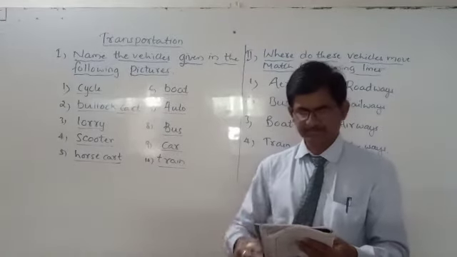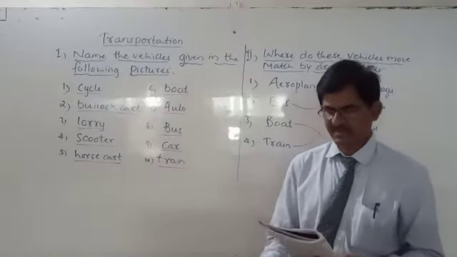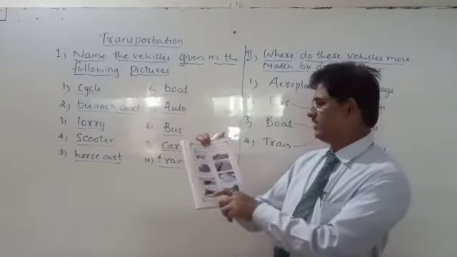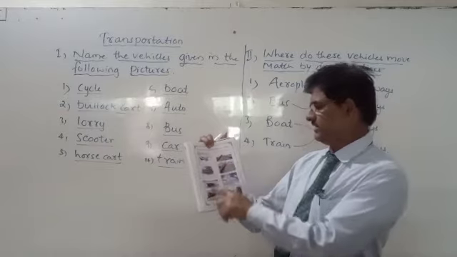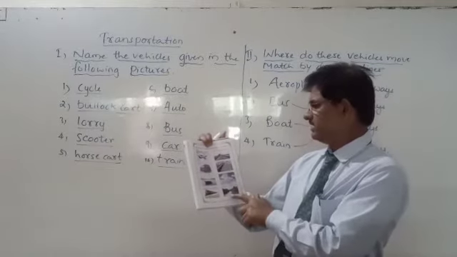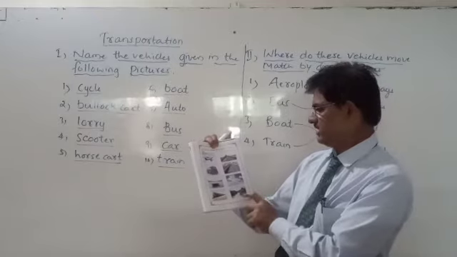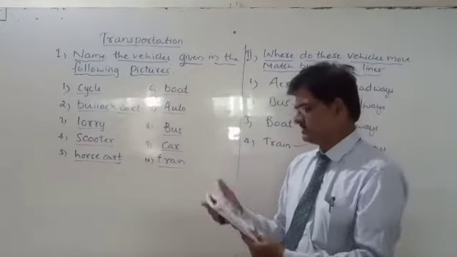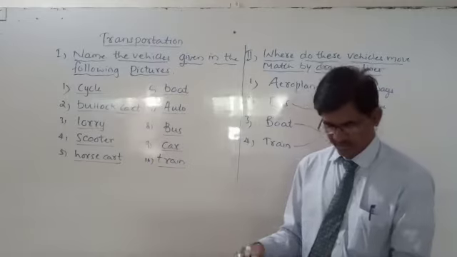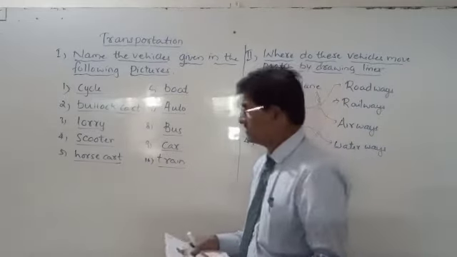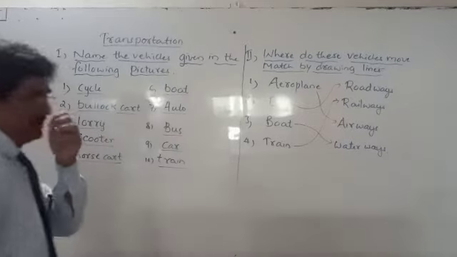Now the next one is the last one. Page number 16. Where do these vehicles move? Draw by matching, by drawing lines. Aeroplane. On one side the vehicles are given, on the other side the way they move, where they move, is given. So let us match them on the board also. Once again, look at the words given there, all the vehicles given there on the board.